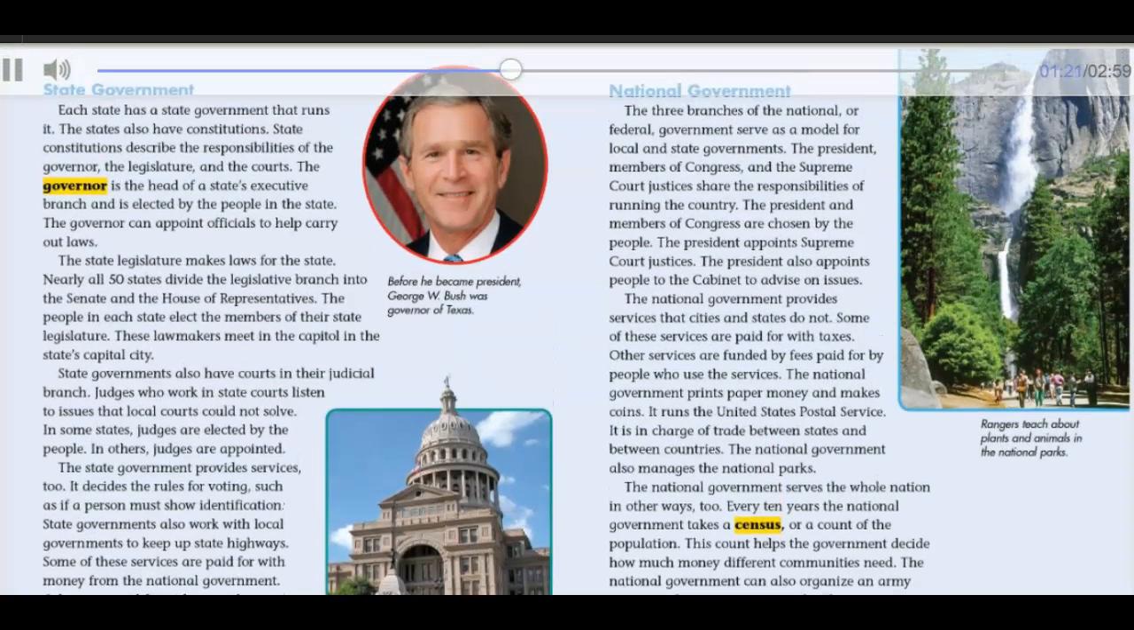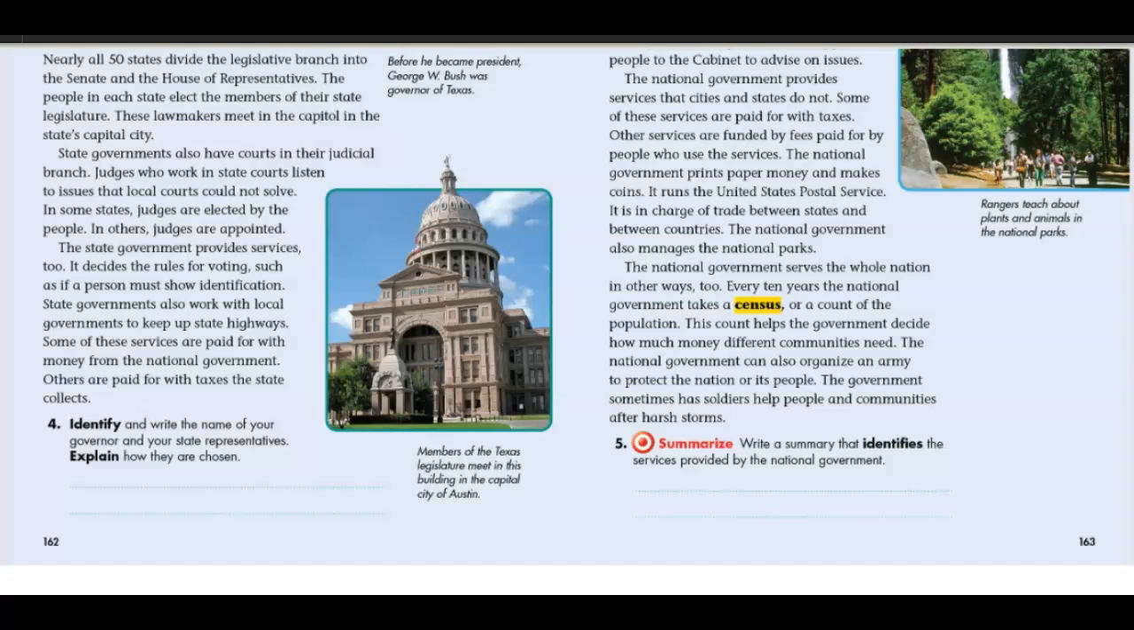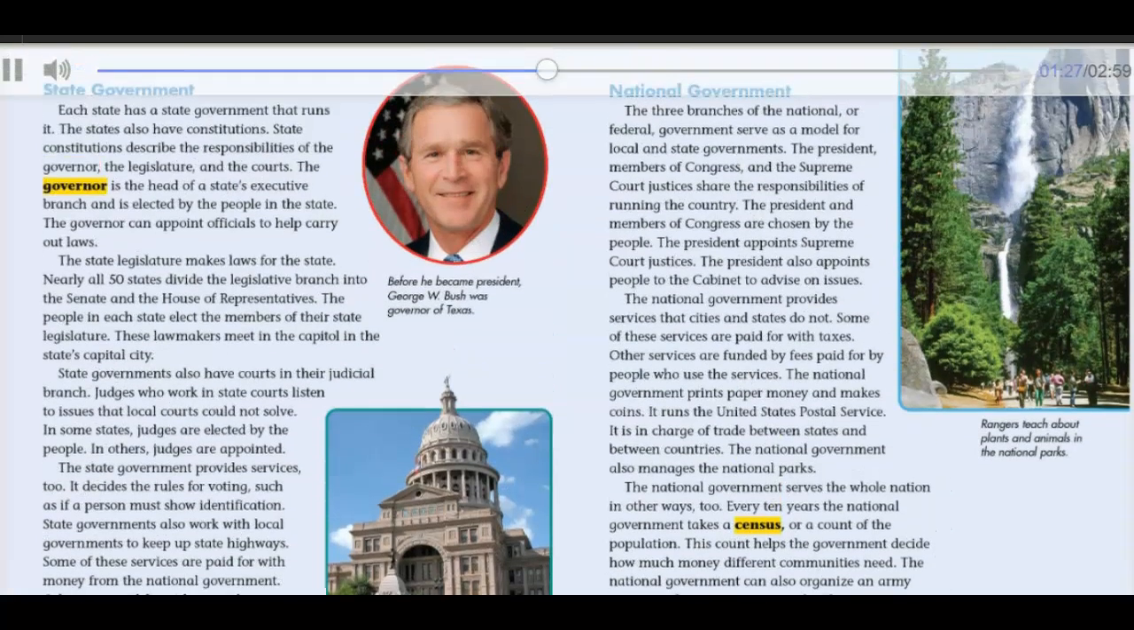4. Identify and write the name of your governor and your state representatives. Explain how they are chosen.